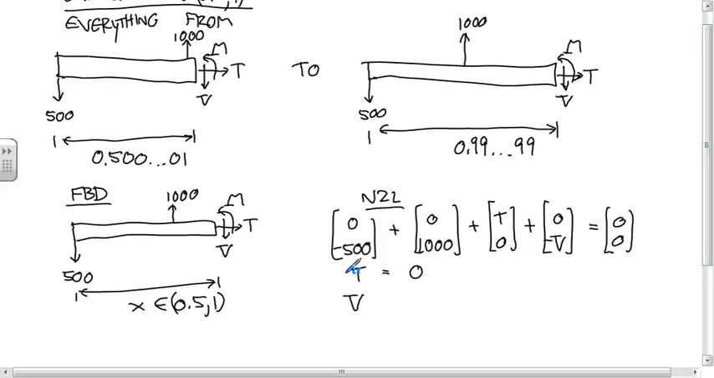And so V is equal to positive 500. So positive 500 here. This is a negative V. So move V over the other side, and you get positive 500. Our other one was negative.